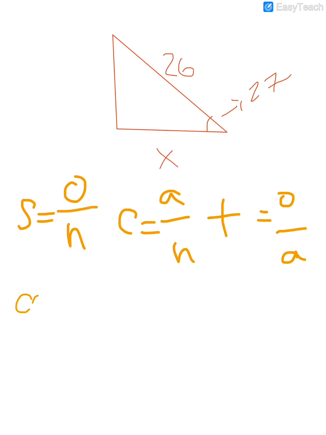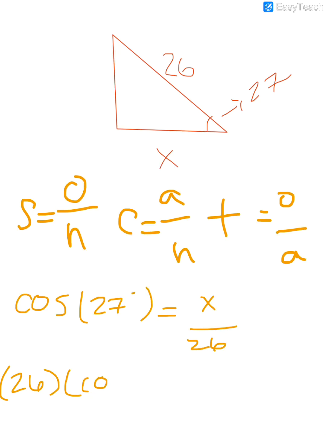So let's use cosine, and that would make it cosine of 27 degrees equals adjacent, which is x, over hypotenuse, which is 26. And then you're going to multiply both sides by 26, which makes it 26 cosine 27 equals x. And once again, plug it into the calculator, and you will get the value for this side.